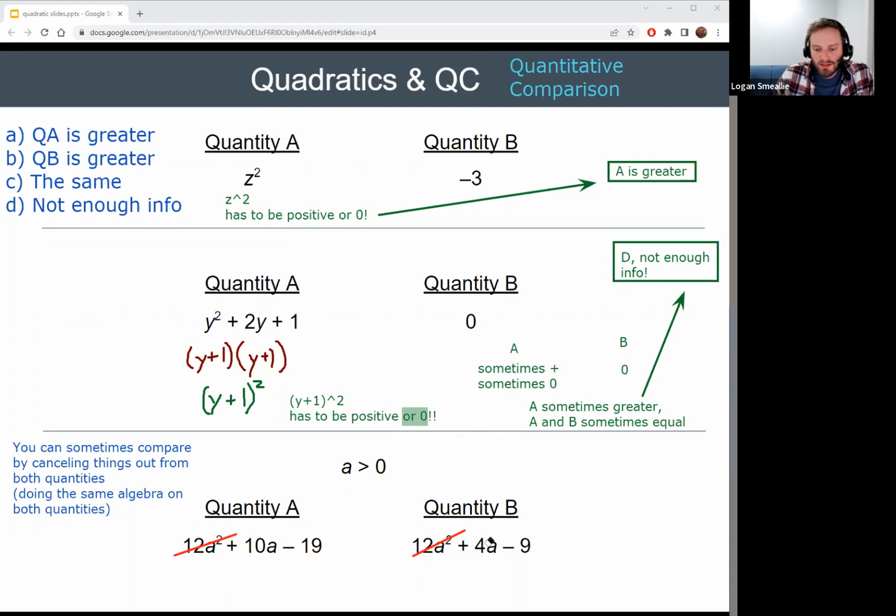Now I've got 10a minus 19 versus 4a minus 9. I'm going to do the same thing to both sides again. Minus 4a, minus 4a. Now I've got 6a minus 19 versus negative 9. Okay. Maybe I can get all my positive numbers together. So I'm going to add 19 to both sides.